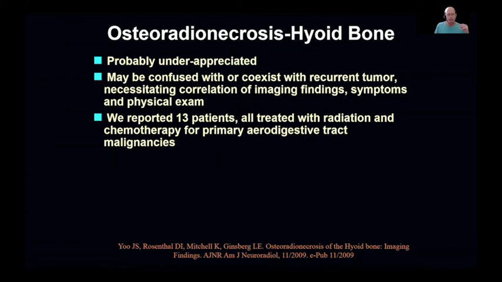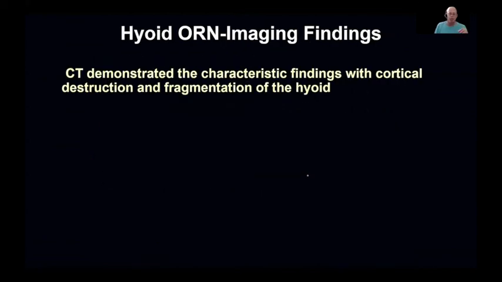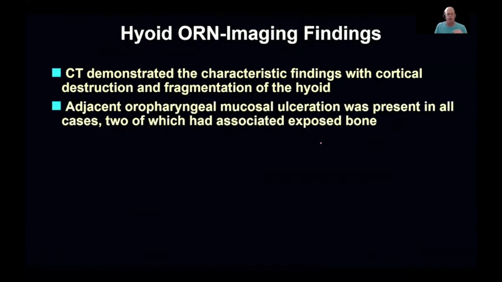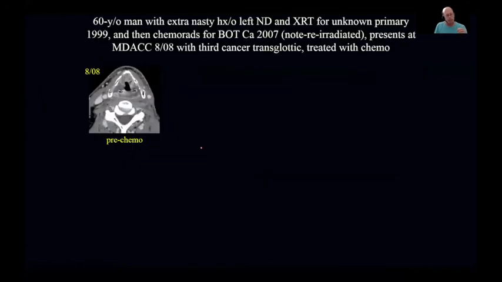And most of these patients on physical exam will have an ulceration in the vallecula, sometimes with obvious exposed bone. And on CT, we see this soft tissue defect, and then eventually we will see air in contact with, that is, exposure of the hyoid bone, and ultimately that can predictably lead to osteoradionecrosis of the hyoid bone. It would be typical for the PET to be hot and deemed worrisome for tumor recurrence, but in a characteristic sequence, that's usually not the case.